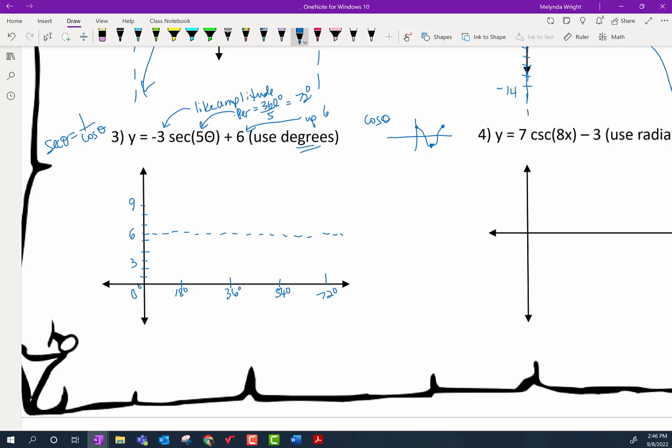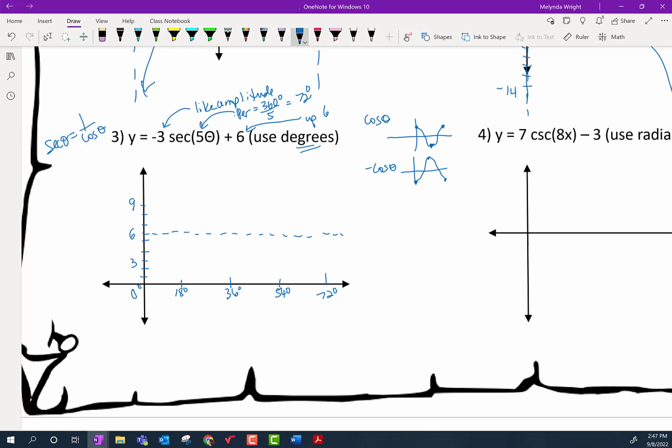So what do you think is going to happen to a negative cosine? Where is it going to start? What's going to happen to it? Ideas? It's going to flip upside down. Okay, it's going to flip upside down. It's going to start at its minimum and then go up to its maximum and then back down. It's going to look like an upside down U.